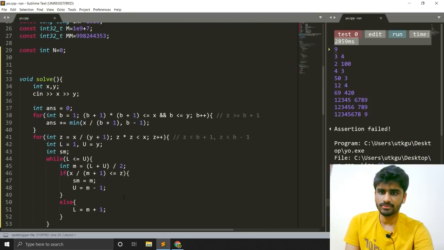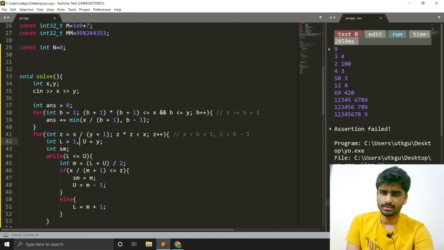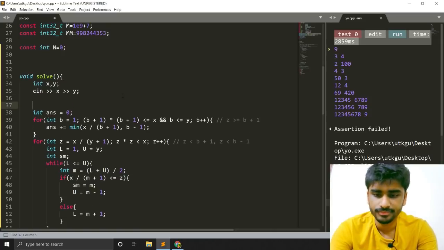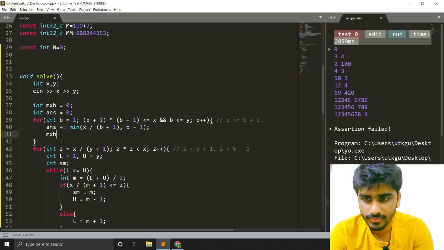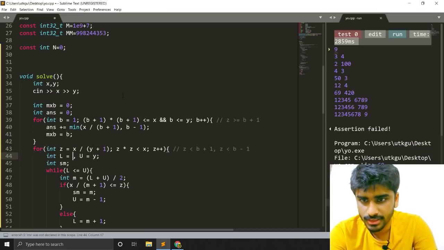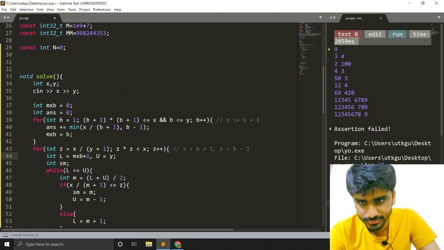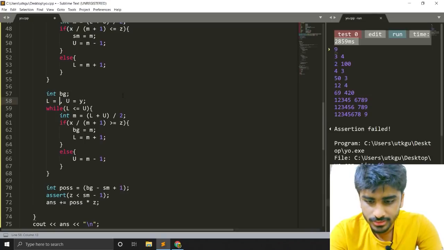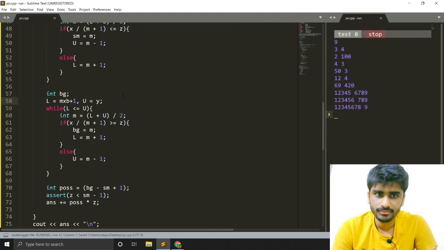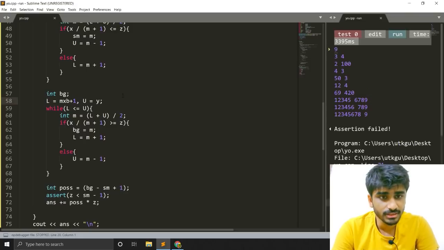Maybe we should have started this in a way. We should not take this into consideration, right? Maybe we can start this from mxb plus 1, because till mxb we've already done it in the above loop. So this one we should start from mxb plus 1. Still wrong?